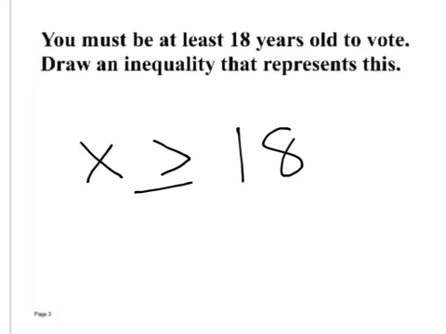So if I'm 19, can I vote? Yes. If I'm 20, can I vote? Yes. What about a number less than 18? 13? No. So your age has to be at least 18. Does it include 18? Yes.